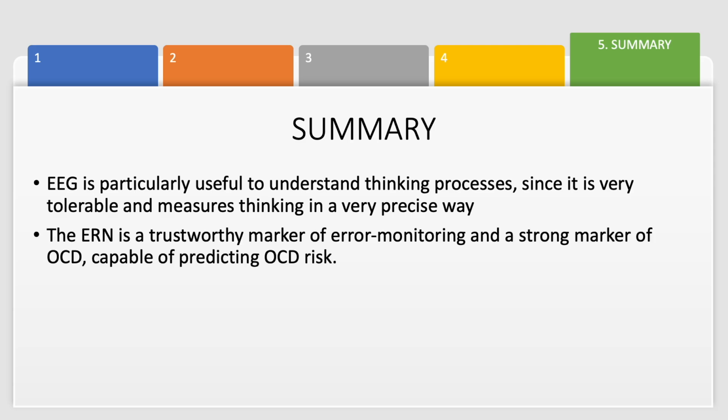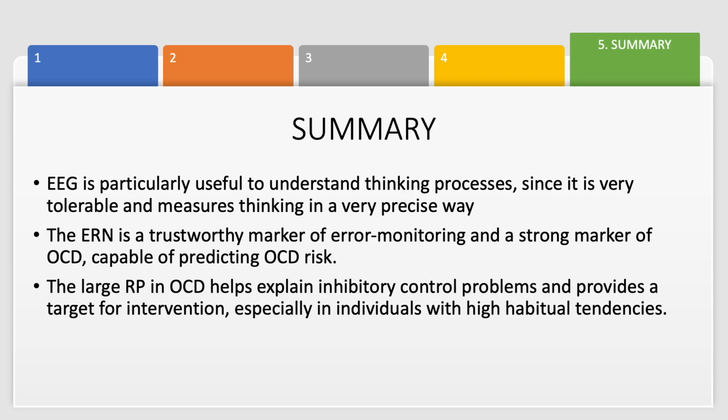The error-related negativity, so this error detection wave, is a trustworthy marker of error monitoring. It has been consistently reported as a marker of OCD, and it can predict risk of developing OCD. This important and large readiness potential will help us explain these difficulties in stopping, why it's so difficult to control a compulsion, and will provide a target for intervention, especially in people with high habitual tendencies.